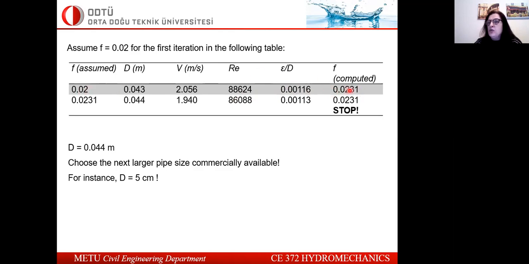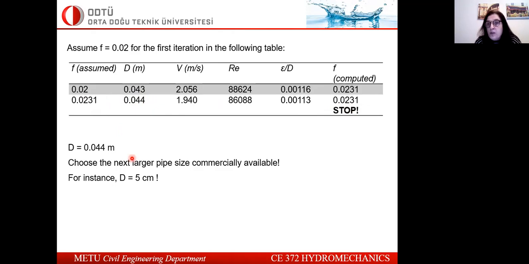So as you see, they are not equal to each other. So I'm going to make a continued iteration. So I take it there. With this F, find new D. With new D, calculate velocity. Then solve for Reynolds number. Then calculate epsilon over D ratio. You know Reynolds, you know epsilon over D, so solve for your F. As you see, they're equal to each other. And that means we can stop. If you stop at this point, you see that your diameter is 0.044 meters. So it is like 4.4 centimeters.